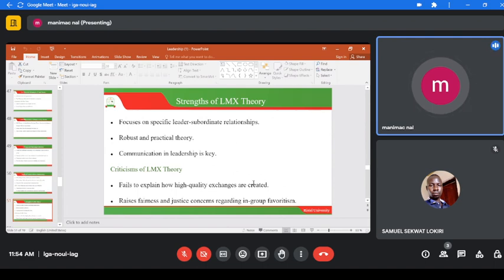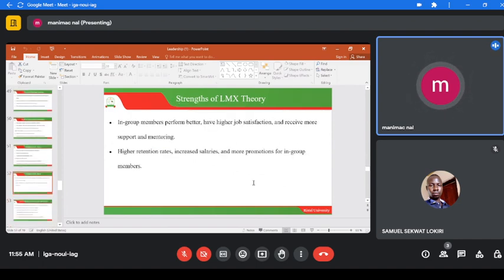The criticism here is that it fails to explain how high quality exchanges are created with the in-group, and even maybe the out-group. Number two, it also raises fairness and justice concerns regarding in-group favoritism compared to the out-group. So it raises that justice and fairness are not applied equally to the two groups of individuals.